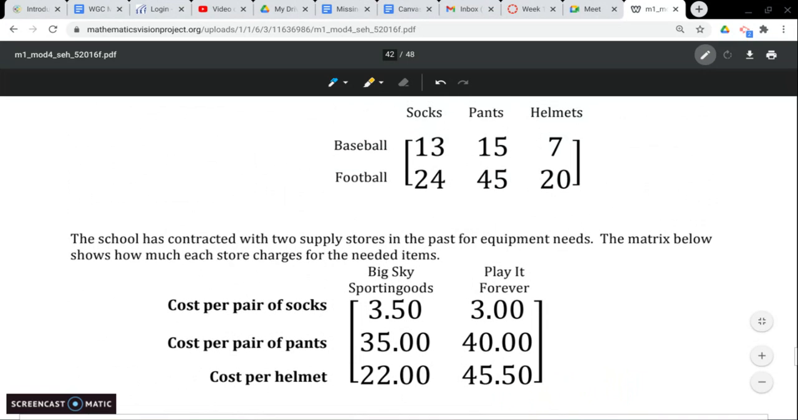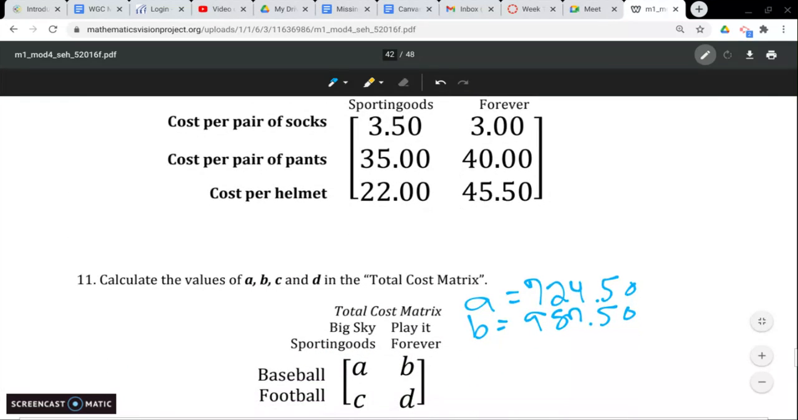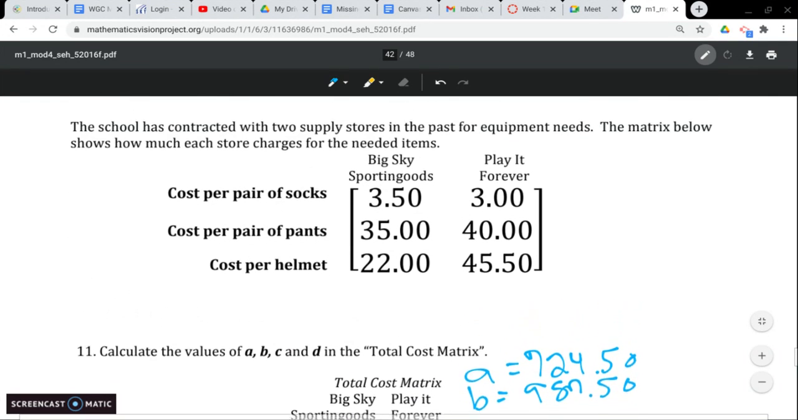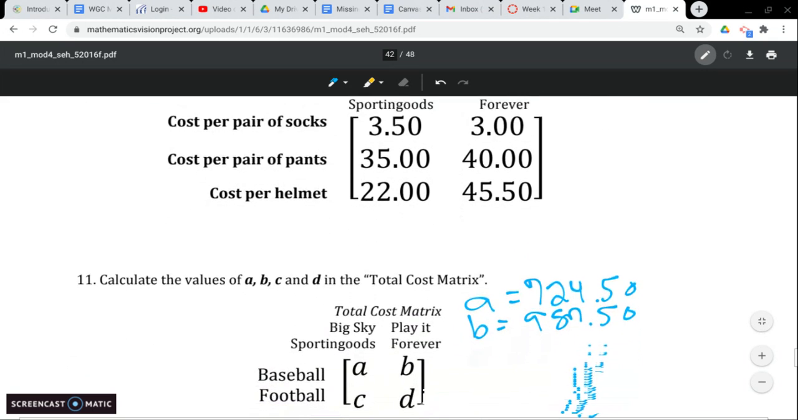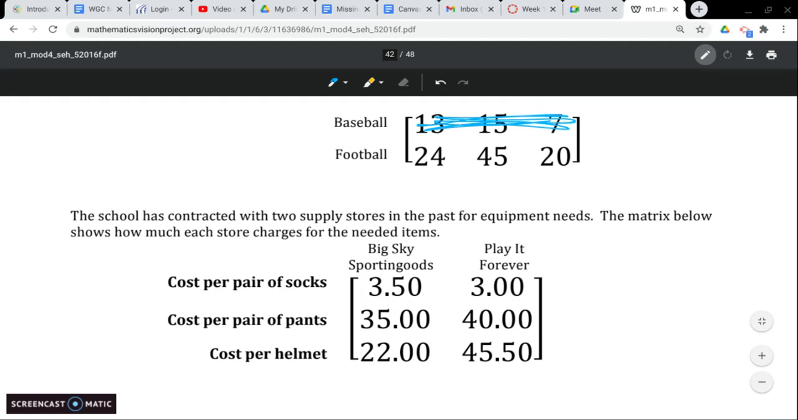So same idea, but now we've already used the baseball numbers. We don't need to worry about those anymore. So instead, we look at the second row. We do the second row times the first column. That's going to get us our C value. We do the second row times the second column. That's going to give us our D value. So we're going to take 24 times 350 plus 45 times 35 plus 20 times 22.